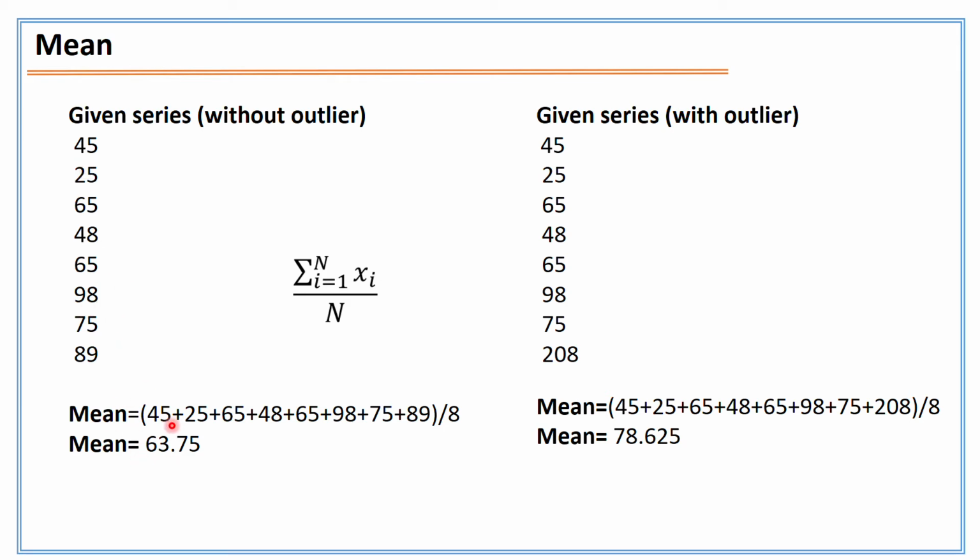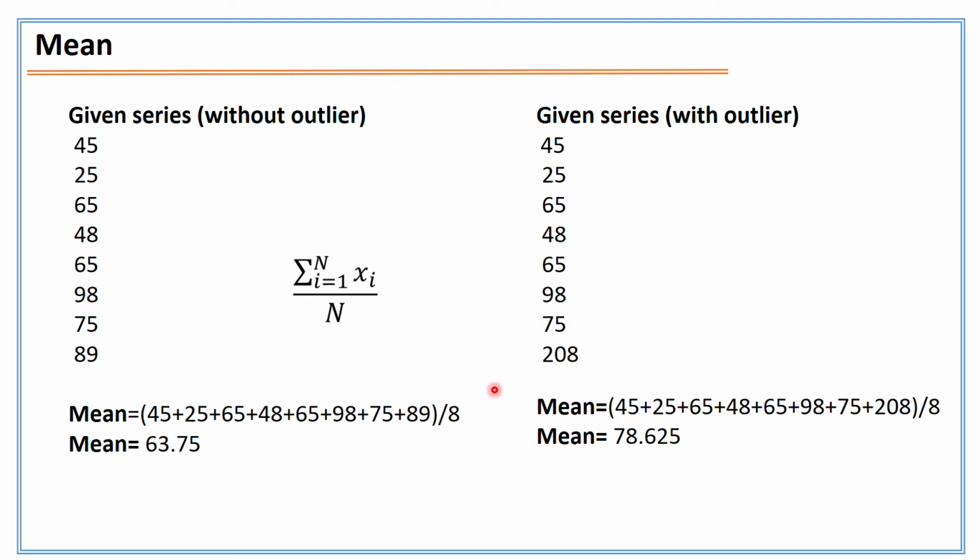Now you can see that when all the values were two digits only, the mean was 63.75, which was smaller. When we added one abrupt value, the mean shifted to 78.625, which is closer to 80. So there is an increase in the mean from 63 to 78. Why? Because of the outlier.